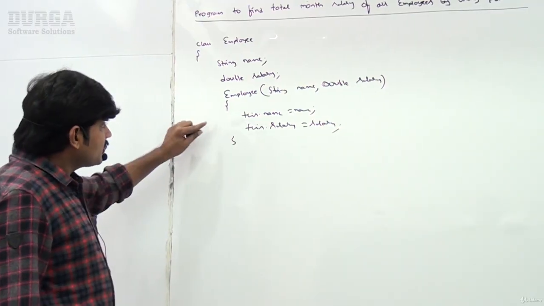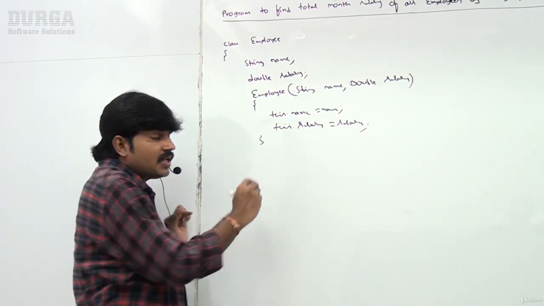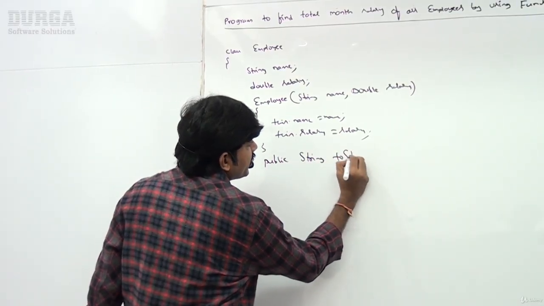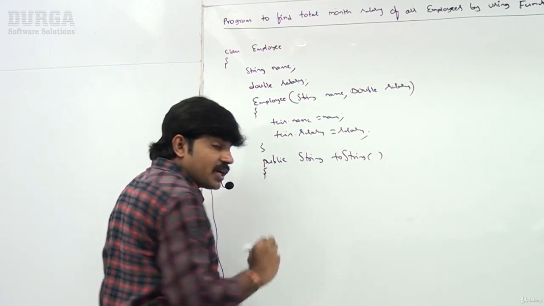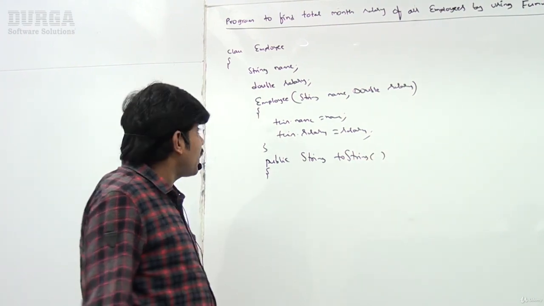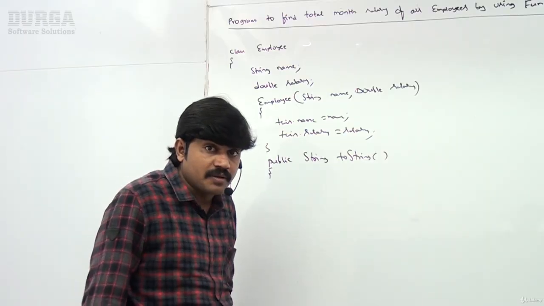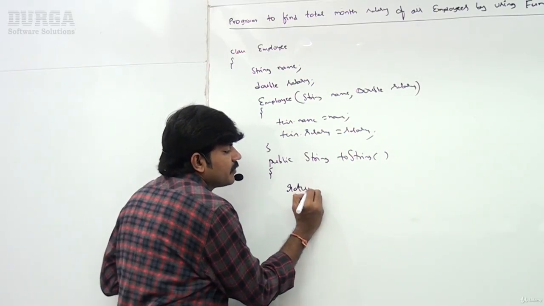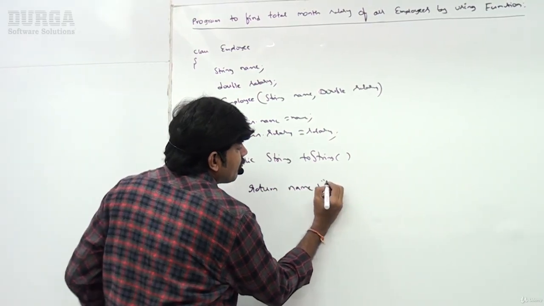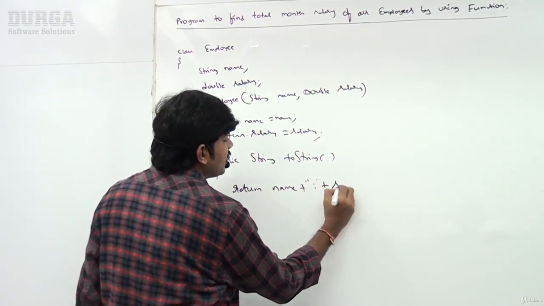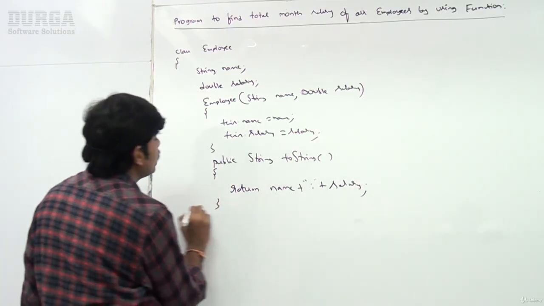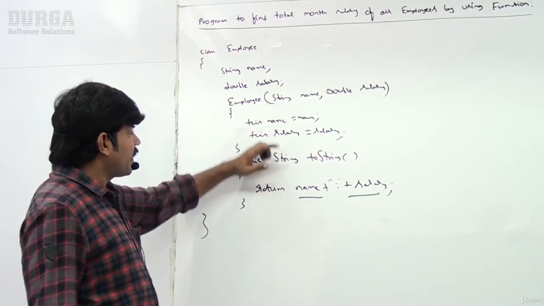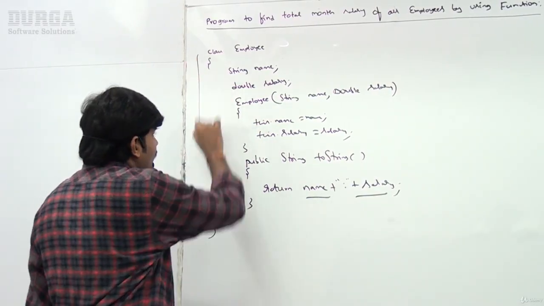Next, sir, let me override the toString method also. Public String toString, because whenever I am trying to print employee information, for a meaningful string representation I am overriding this one. Return name plus colon plus salary. Just print name and salary. That's all. This is the way I override toString. So that's all, this is about my Employee class.